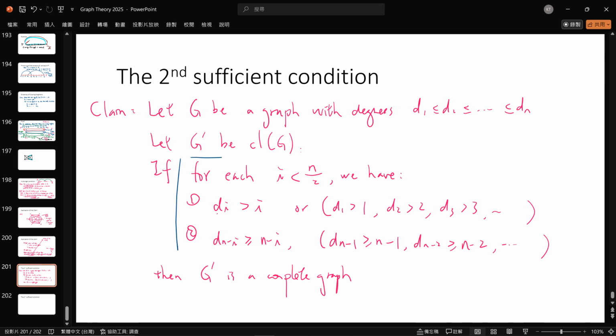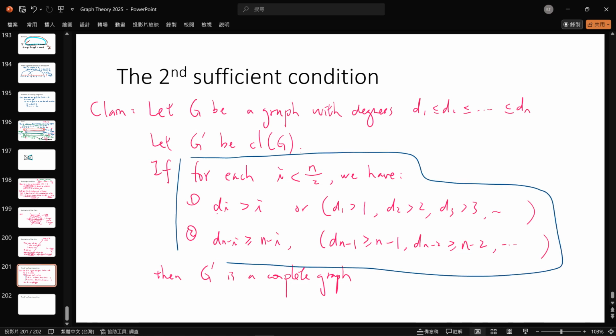So this is P, and this is Q. Okay. So we have to find the negation of P and Q. The negation of Q is easy. The negation would be G prime is not a complete graph. So what is the negation of P? If I tell you that this is wrong, then what is the result, or what is the implication?